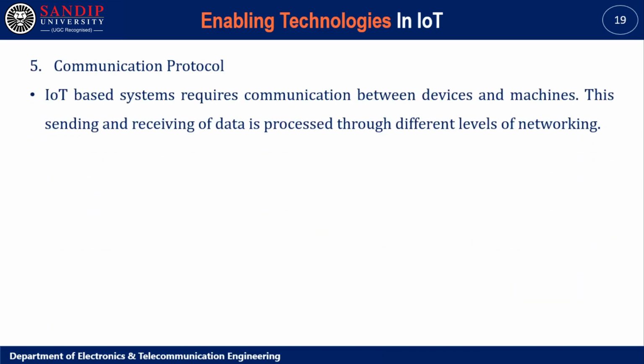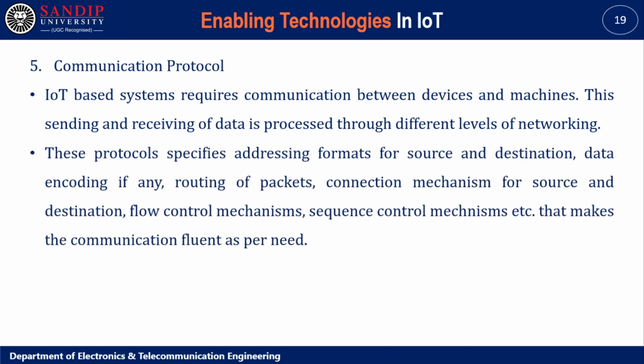Communication protocol. An IoT-based system requires communication between the devices and the machine. This sending and receiving of data is processed through different levels of networking. The protocol specifies the addressing format for source and destination, data encoding if any, routing of packets, connection mechanism for source and destination, flow control mechanism, sequence control mechanism, etc. That makes the communication fluent as per the need.